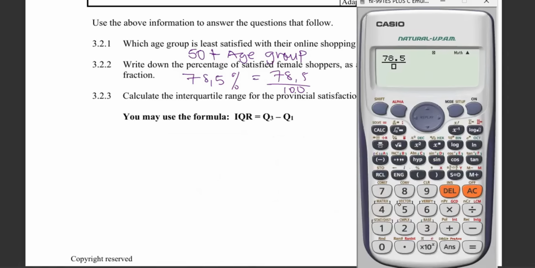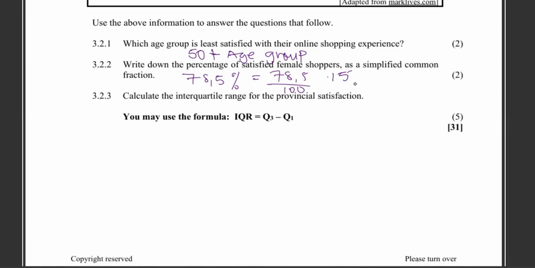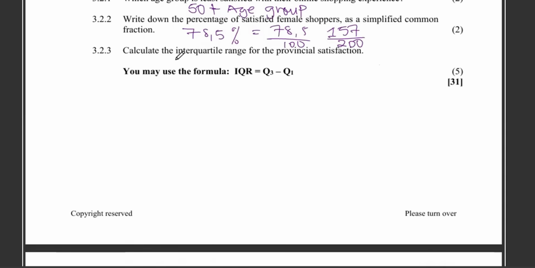All right? They want it as a common fraction. So that is it, 157 over 200. That's the common fraction that they want you to do. Simplify it. There's nothing much, a calculator simplifies it. Okay. We come to the question saying, calculate the interquartile range for the provincial satisfaction.